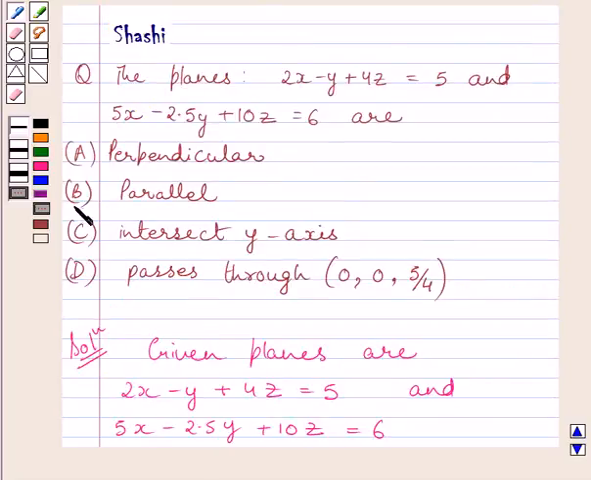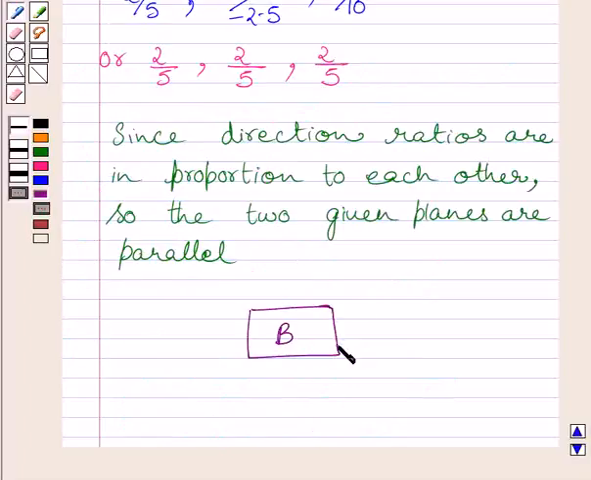So our correct answer is B. So B is our required answer.